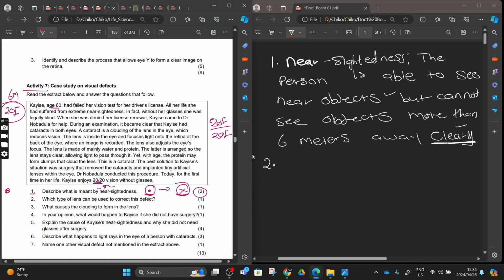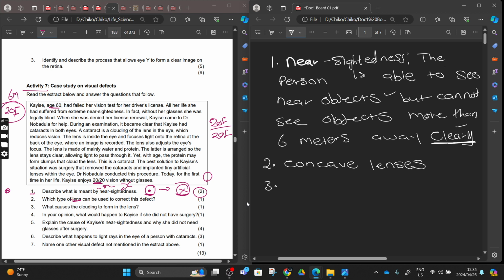Number 2, which type of lens can be used to correct this defect? We talked about this, concave and convex. Here we'll say concave lenses. You're not just saying concave, concave what? They want the lens. We want the concave lenses. It can be both if there are 2 eyes, or can be one if we are correcting 1 eye.